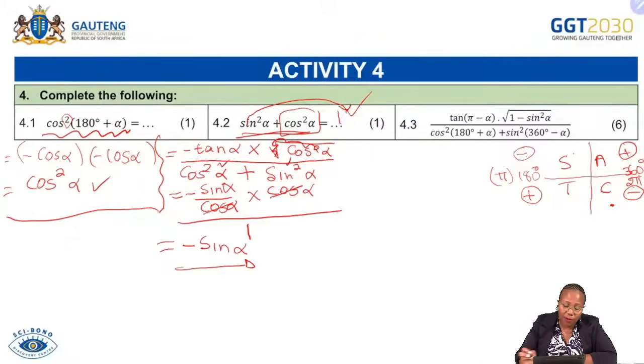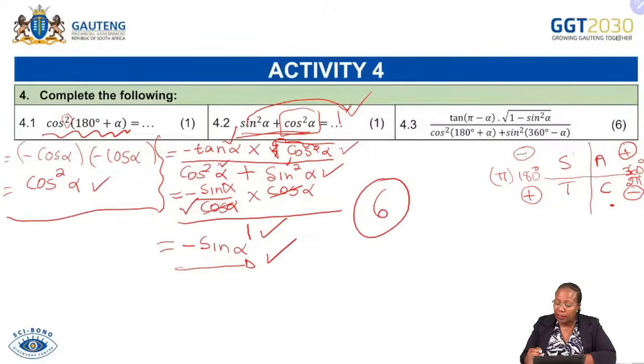The first mark will be for reducing tangent. The second mark, reducing what is inside the square root sign. The third mark for reducing the 360 minus alpha. And then the fourth mark will go for the identity cos squared plus sine squared is 1. And then the fifth mark for writing tangent as sine over cos. And the last mark for the answer there. Then this problem is worth 6 marks, grade 12.